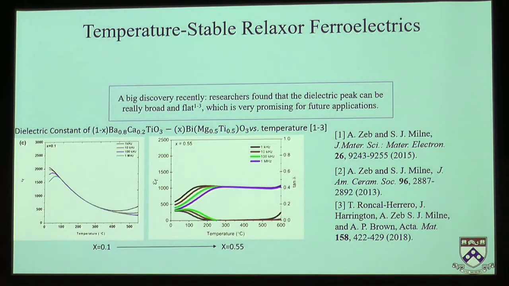Here, BCT stands for barium, calcium, titanium. BMT stands for bismuth magnesium titanium here. So if you increase the concentration of BMT from 10% to 55%, you will see this sharp dielectric peak go to a very flat one like this. This is really amazing. And so if you calculate the variation of dielectric constant here from 200 Celsius degree to 500 Celsius degree, you will find that the dielectric constant only deviates like 5%.